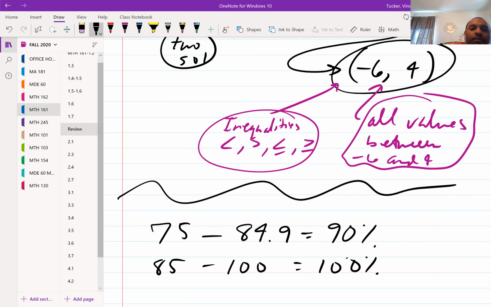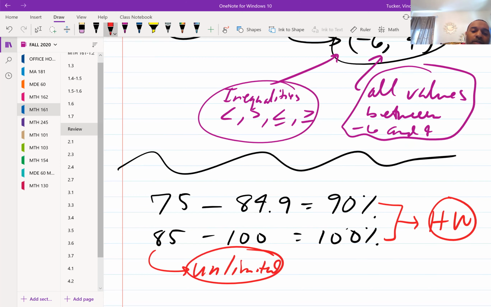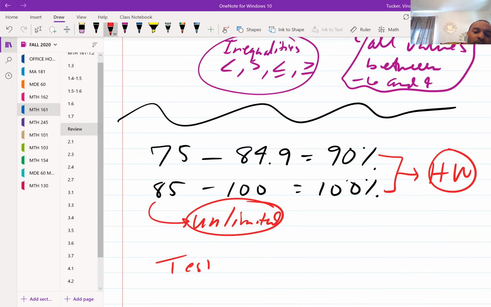So if you score 75 to 84.9, that'll be a 90%. And then 85 to 100 will be 100%. Now, once again, like she said, as far as everybody else is concerned, this is just for homework. Your tests are what they are. So once again, if you score 75 on your test, it's just a 75. Also, unlimited amount of tries to do this. And your test, though, you get 2 shots.